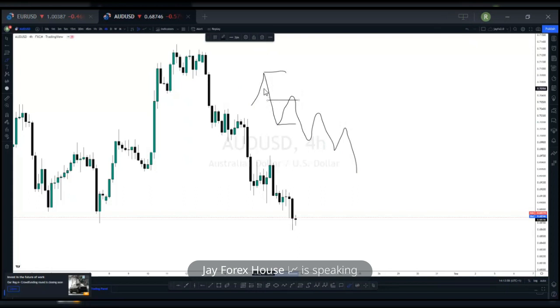So now let's say this whole structure was premium, okay? Let's say this whole structure was premium, and I want to pick a POI, and this is a supply zone, and then this is also a supply zone, okay? Which would I pick?